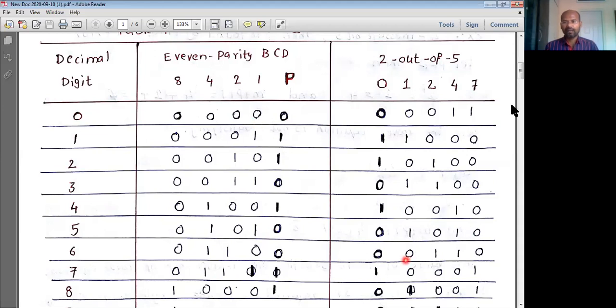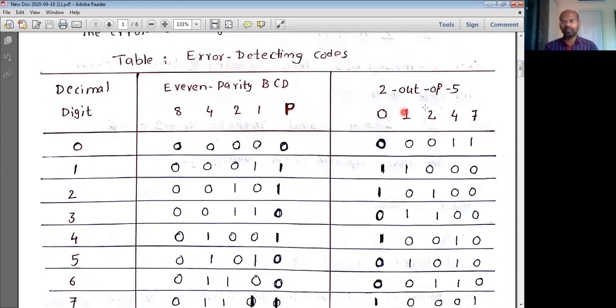In the same way, we have another type of error detecting code. This is called 2 out of 5. Now in the 2 out of 5, how many bits are there in total to send? Let's say to send 3 from transmitter to receiver. How many bits are used in 2 out of 5 code? 5 bits: 1 2 3 4 5. And here 1 2 4 7, these are the weights.